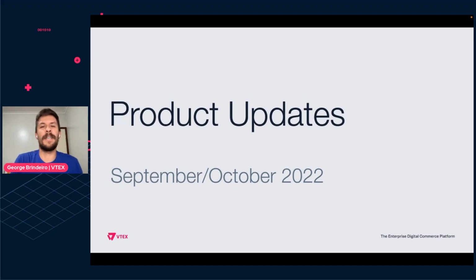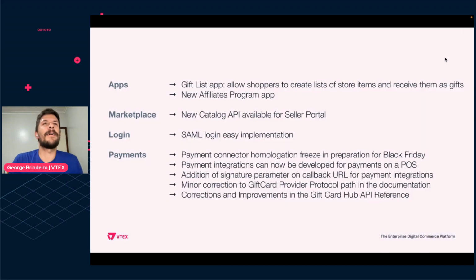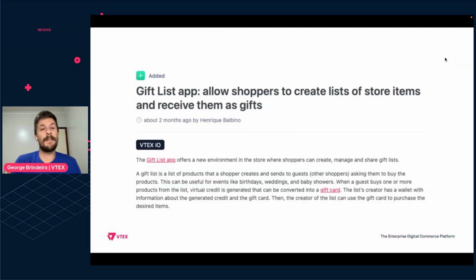So let's get started with the agenda. Here are some of the updates you'll be hearing this time around. I have some updates on new apps, a new API for Marketplace, a new way to implement login integrations that makes your life easier, and a bunch of updates for payments. So let's get started with the Gift List app.